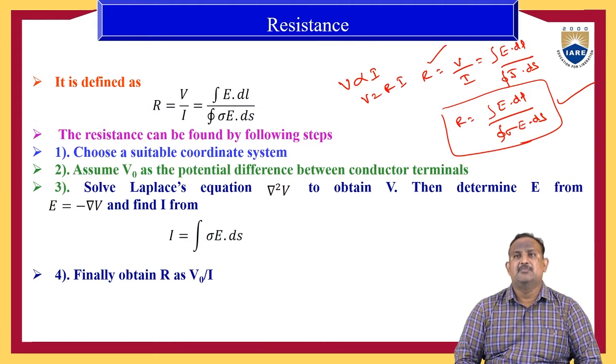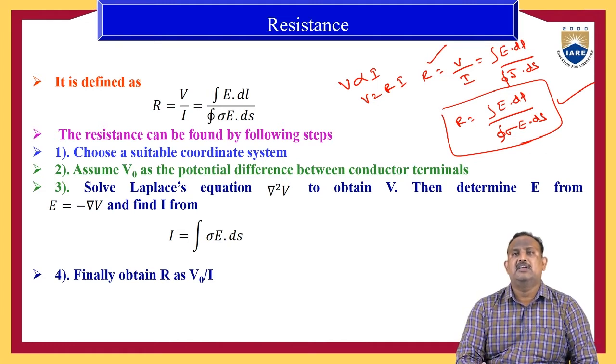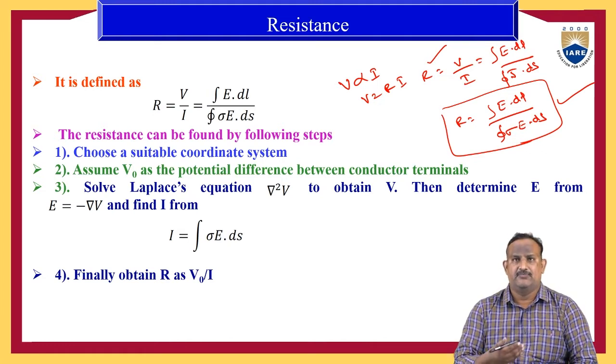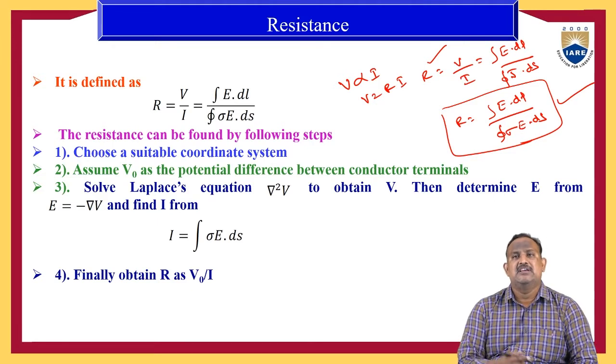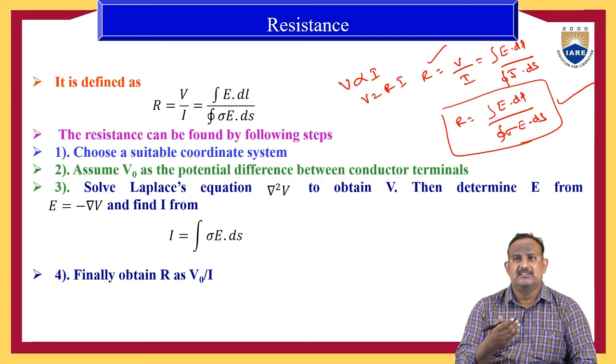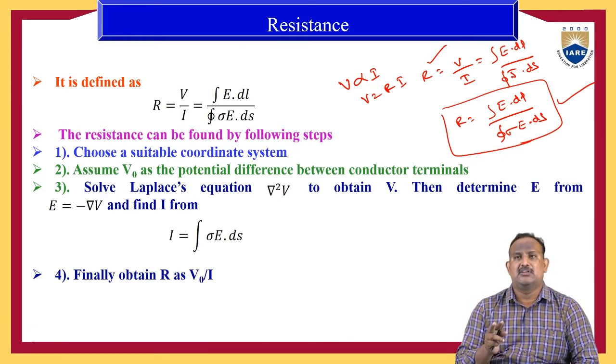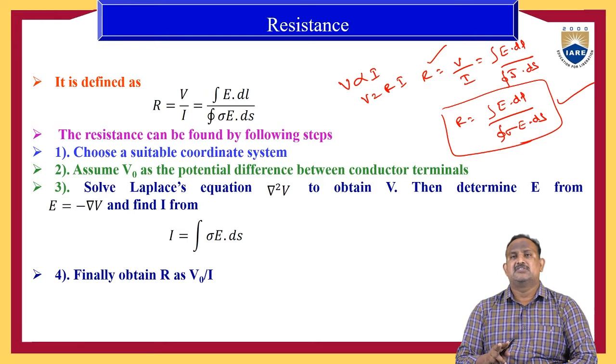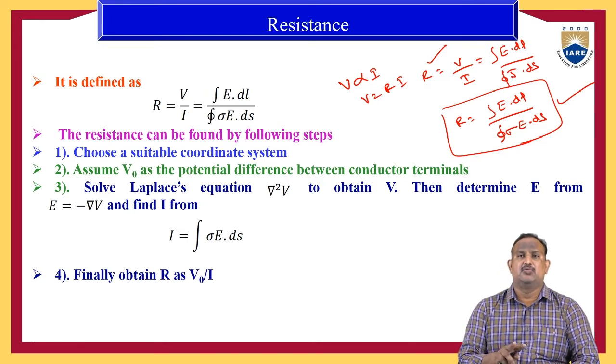The resistance can be found by using the following steps. First, we need to choose a suitable coordinate system. We can choose a rectangular, cylindrical, or spherical coordinate system. Assume that V0 is the potential difference between the conductor terminals. Let us assume there are two conductors; between the two conductors, we assume a potential difference and solve the Laplace equation.